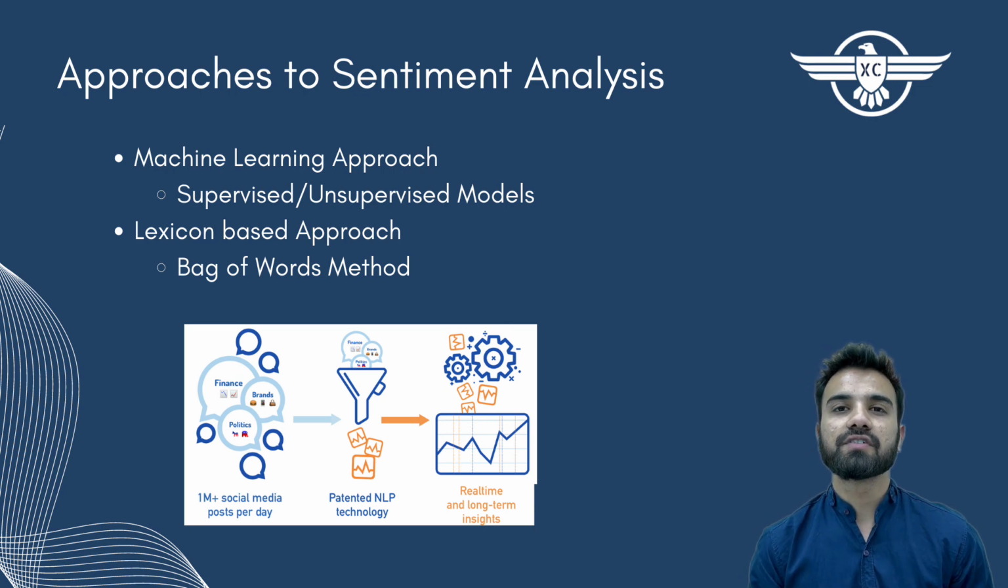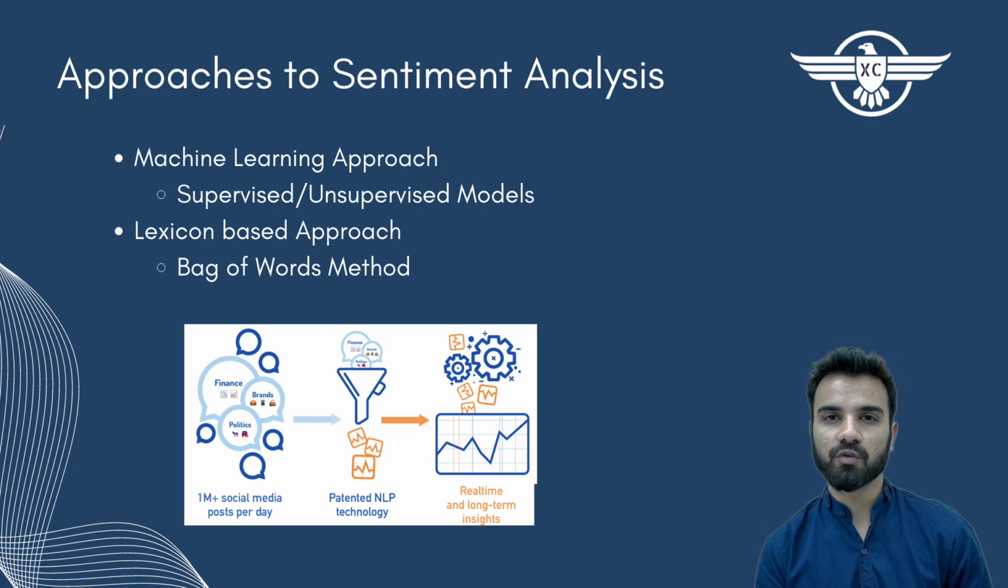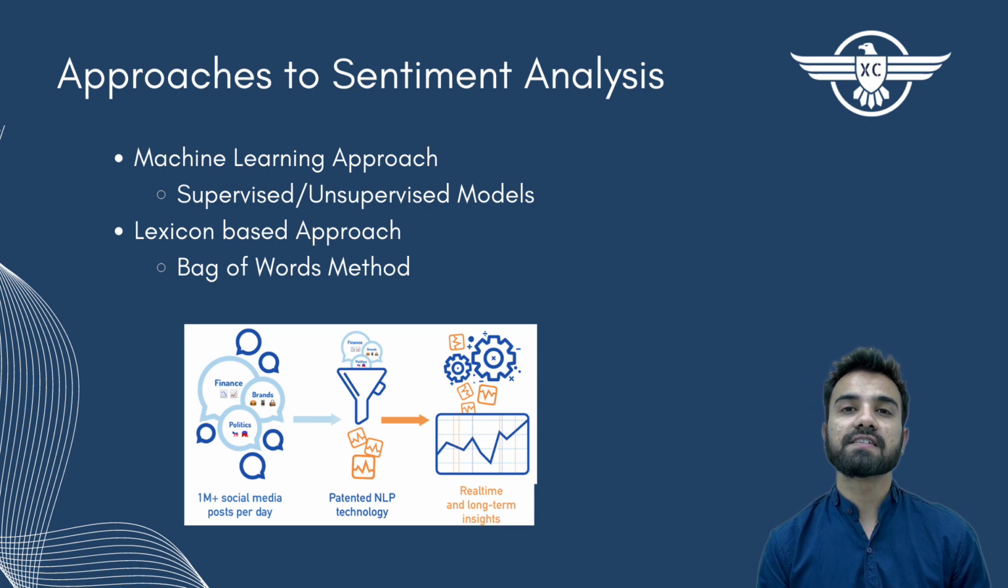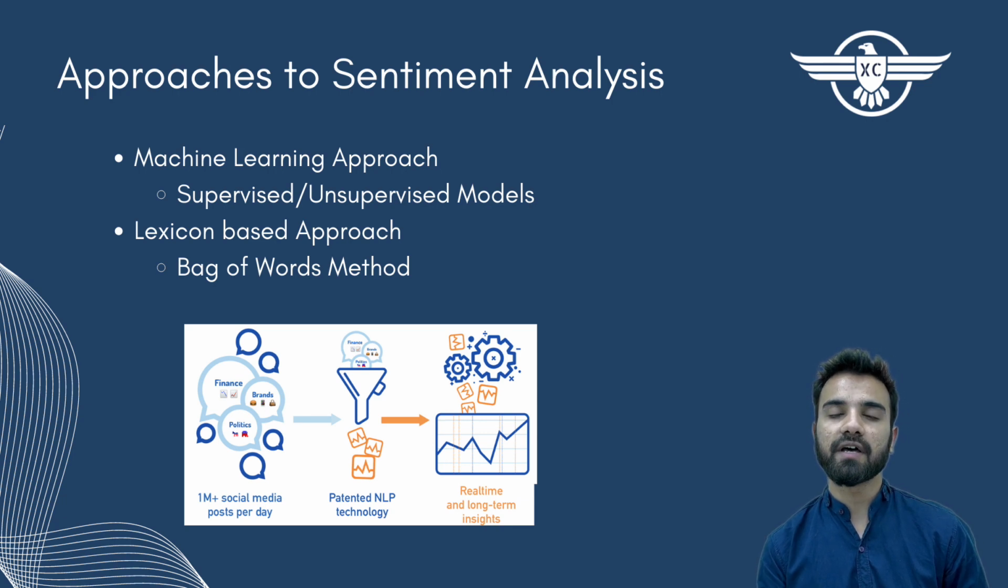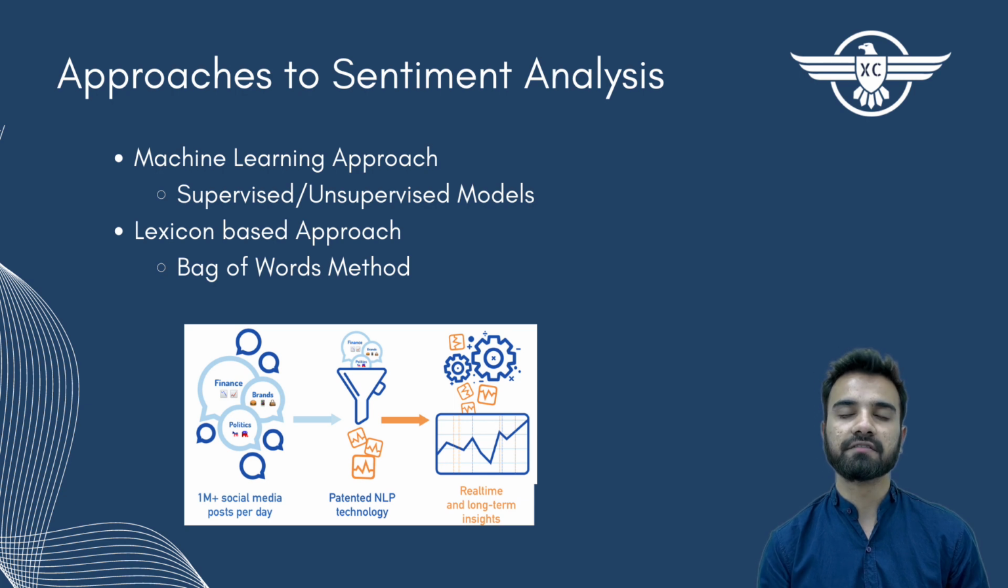The second approach is the lexicon based approach, which is also the most widely used and the most robust one. Under the lexicon based approach, there's a method called bag of words in which we assign a score of positive one and negative one to the positive and negative words in the article, and the final sum gives us the polarity of the article, whether the article is positive or negative.